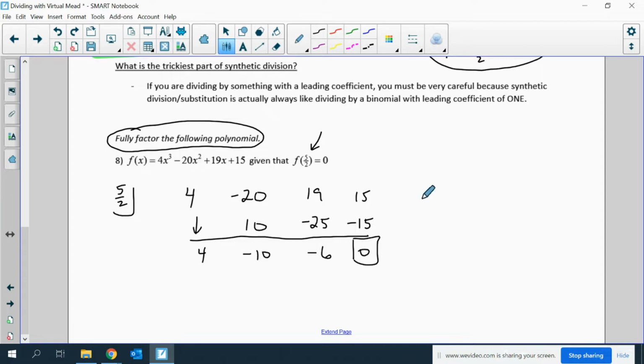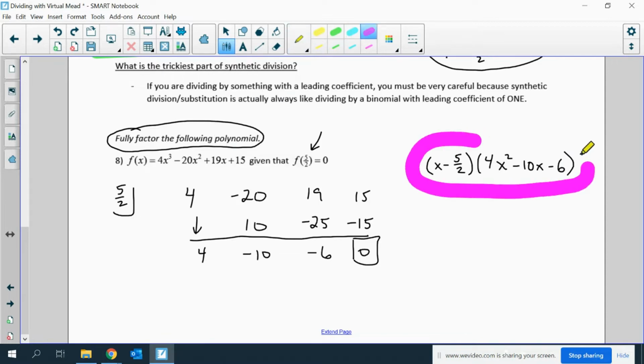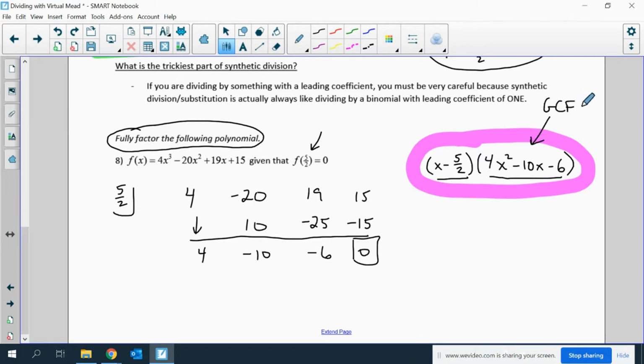Now what's happening is I've now factored this, but what I've factored it into is x minus 5 halves times 4x squared minus 10x minus 6, which is kind of a weird way to write this. This is kind of strange. So we typically don't write things like that normally. Now notice what happened is that this now has a GCF, and this looks weird with a fraction. And notice what the GCF of this is. GCF of 2. Notice what this would really like. It needs to be multiplied by 2.